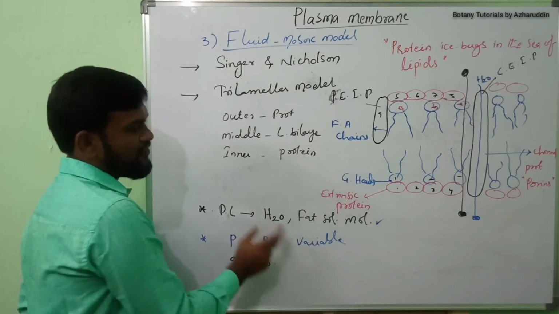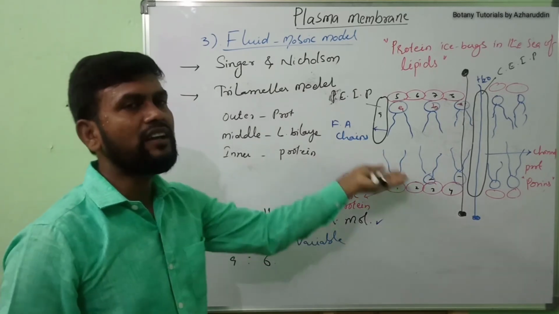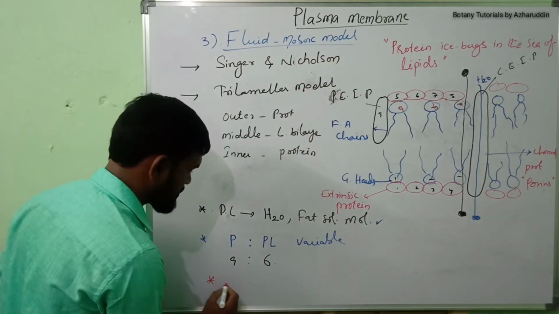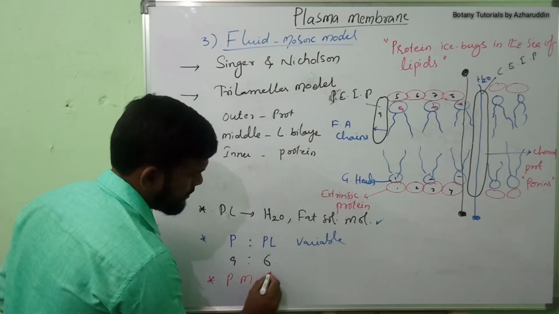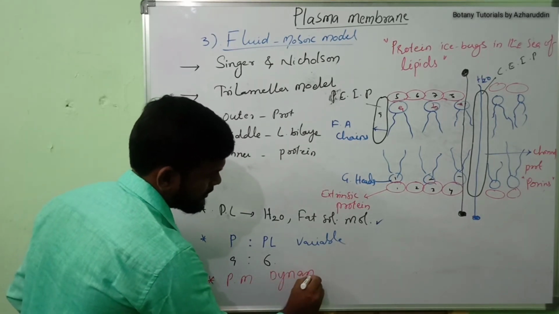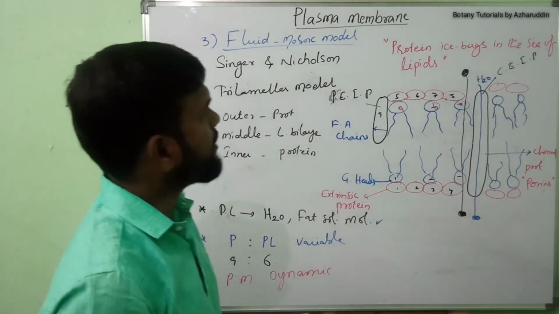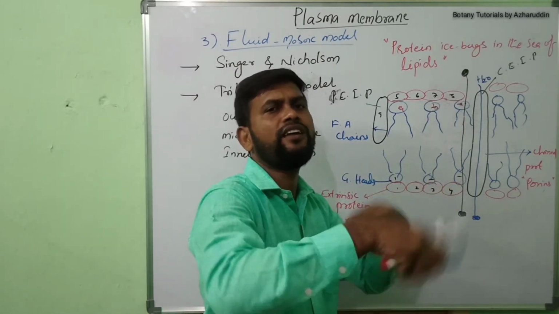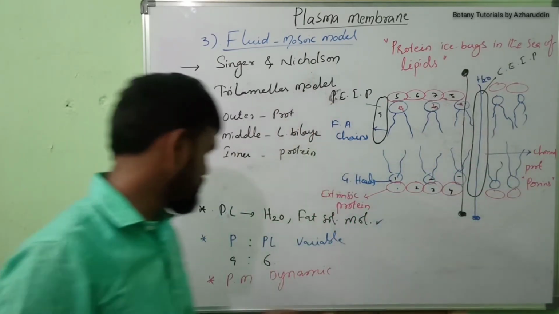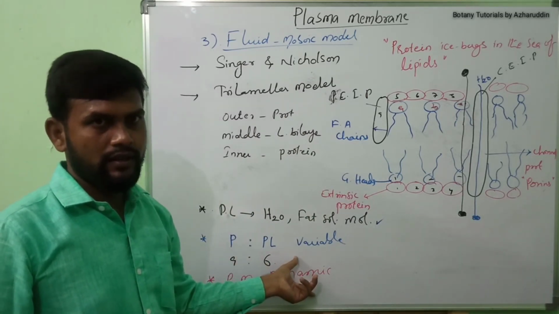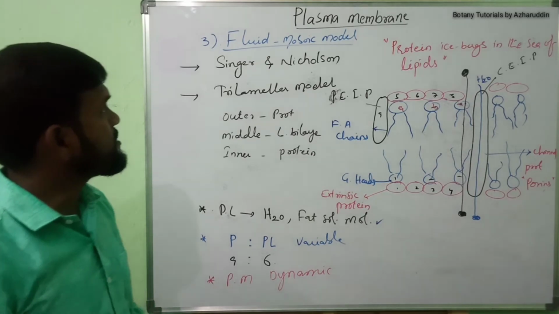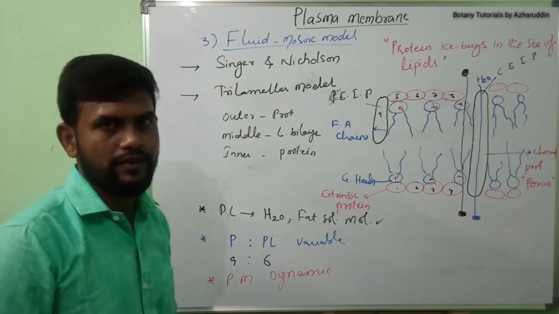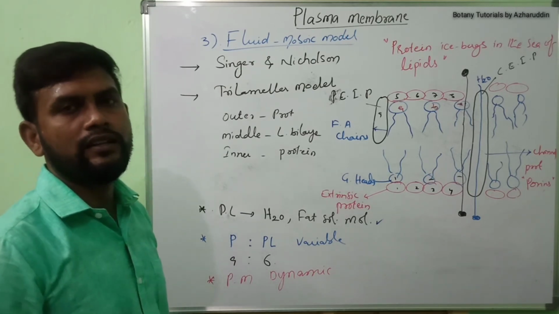When the protein and phospholipid ratio is variable, automatically the plasma membrane becomes dynamic. The plasma membrane is dynamic in nature. The proteins are floating in the lipid bilayer. They are freely moving from one place to another, so it is dynamic and flexible. This is about the structure of the plasma membrane according to Singer and Nicholson. In the next video, I will come with another topic. Thank you.